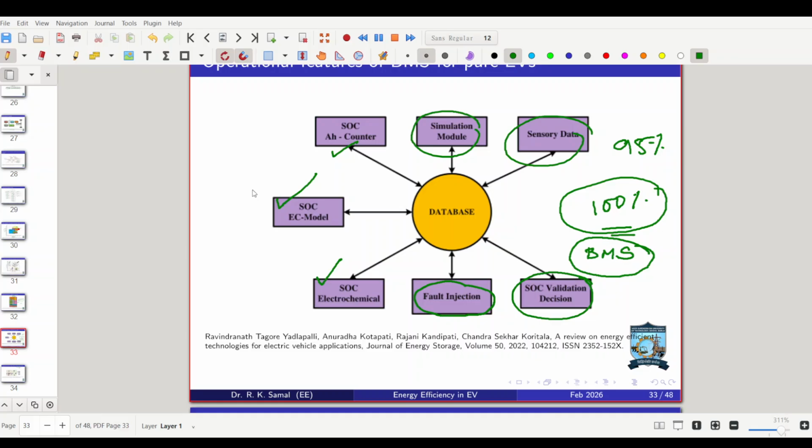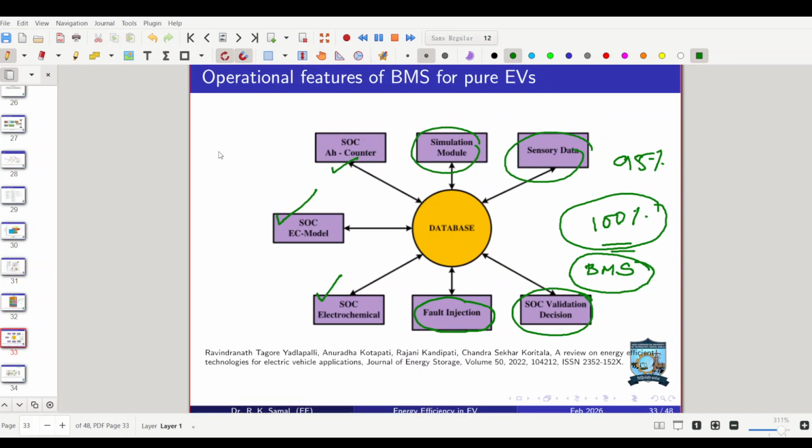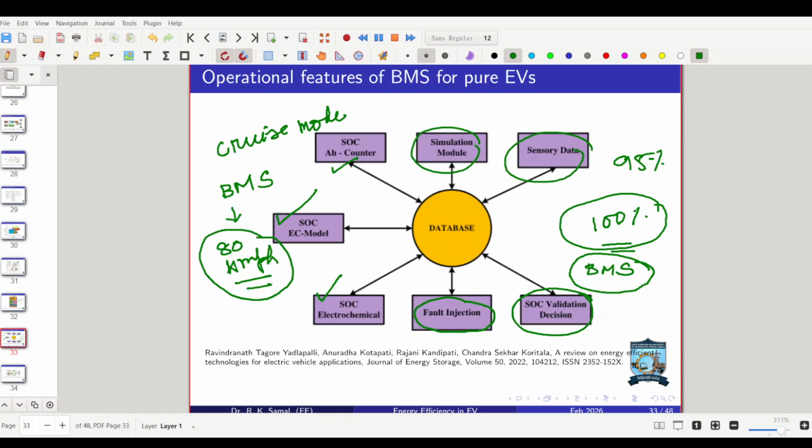See, practically what problems I have seen BMS does, for example, you take any commercial vehicle and you put the cruise mode. In the cruise mode, the purpose of the BMS is to fix the speed. Suppose you have put the cruise mode at 80 kmph. Okay. Now once you run the cruise mode, the vehicle is running at 80 kmph, right? Fine. Now suppose you remove the cruise mode because the traffic comes. Okay. The BMS behaves abruptly.